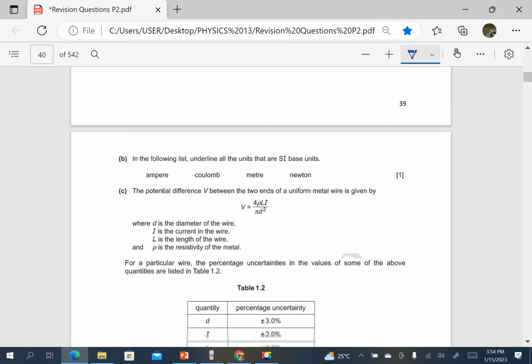In the following list, underline all the units that are SI base units. SI, we have the ampere for current and the meter for length. We don't have coulomb, we don't have the Newton.